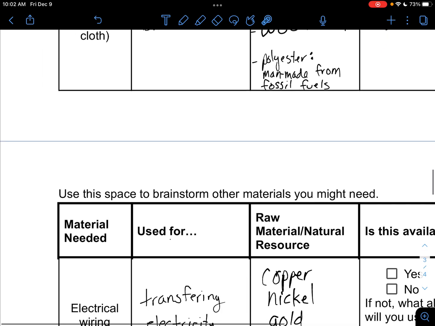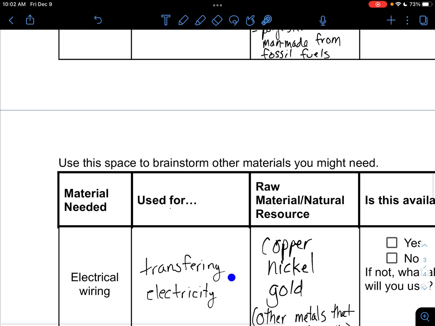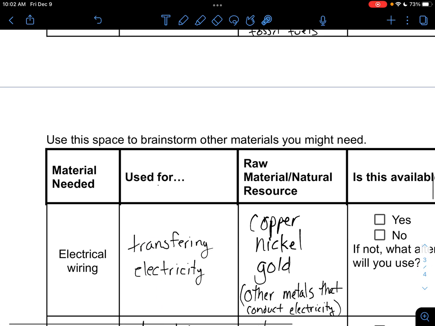All right, electrical wiring. You may have already figured out your energy, but that's great to have a solar panel, but you got to get the energy from the solar panel to power your devices. You will need electrical wiring. If you look up what metals your moon or planet has, if it has metals at all, great, just Google search to make sure that those metals can conduct electricity.